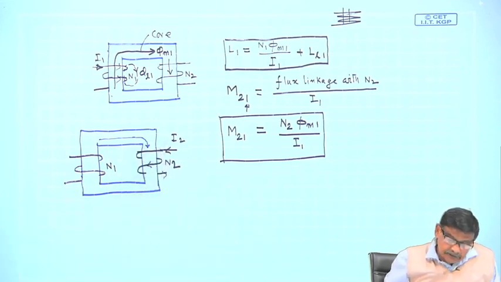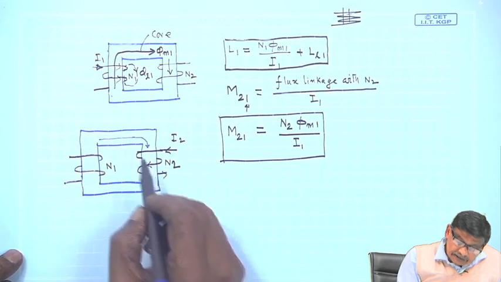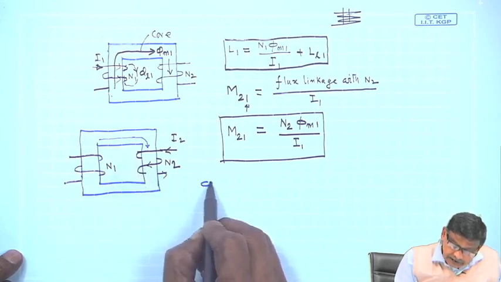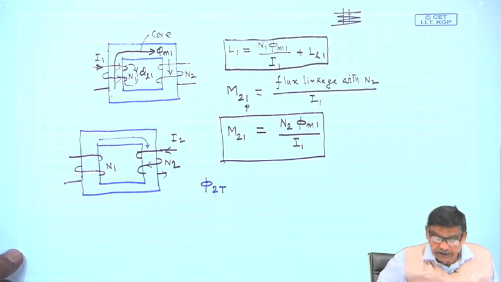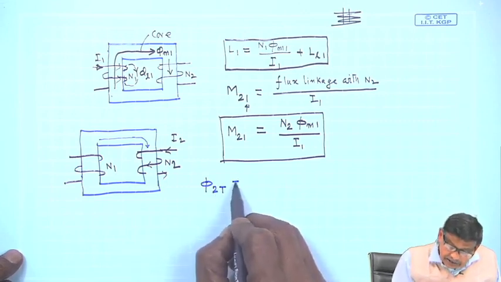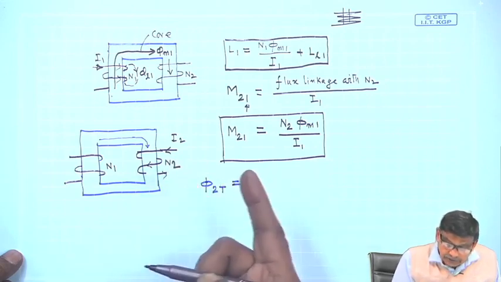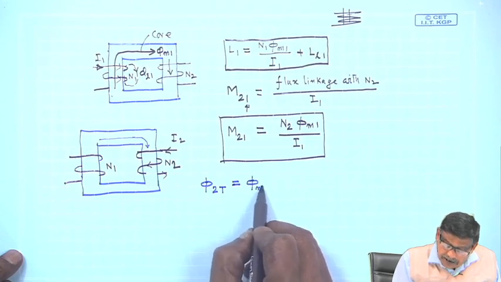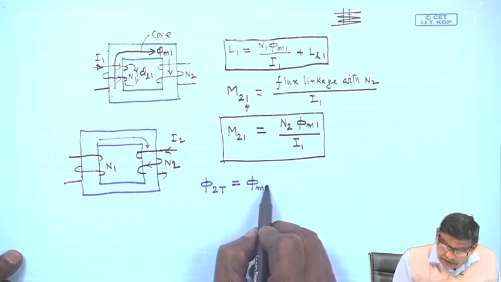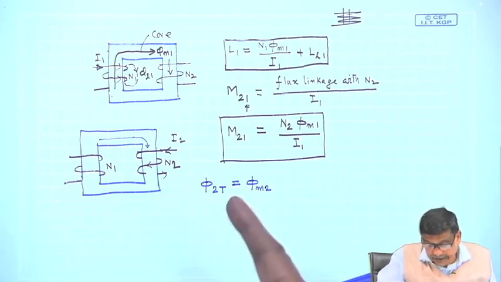Is it not? And this flux, once again, the total flux created by the second coil, I will write as phi 2T, and in the same way it can be broken up into two terms. One is the mutual flux phi m, and this time I will write 2 because coil 2 is carrying current and it has created the flux.